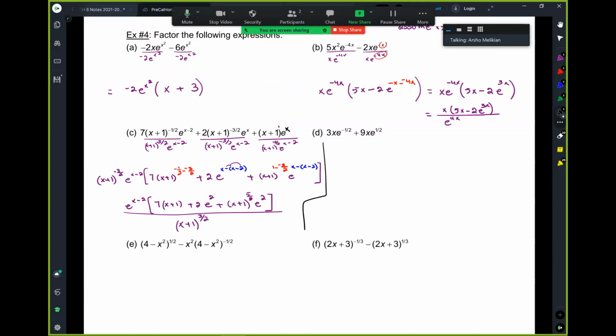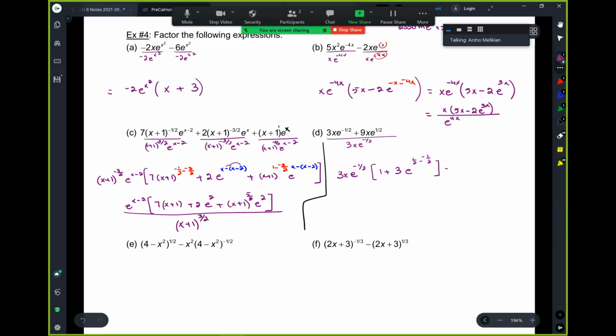All right, so here, we're going to factor out a 3, an x, and an e to the negative 1/2. So what we get here is we're going to divide by 3x e to the negative 1/2. When you divide this by that, it all goes away, so you have a 1 plus 3 e to the 1/2 minus negative 1/2.